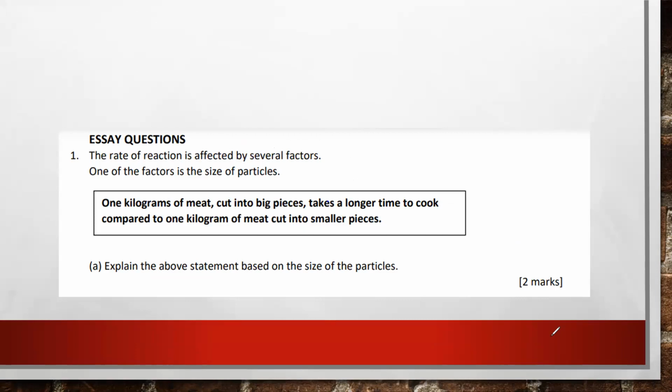1 kilogram of meat is cut into big pieces and it takes a long time to cook compared to 1 kilogram of meat cut into smaller pieces. 2 marks. I want all of you to try. Explain the statement based on the size of the particle. See, the question is so kind. They can tell you somehow what's the answer. So how to answer this kind of questions?